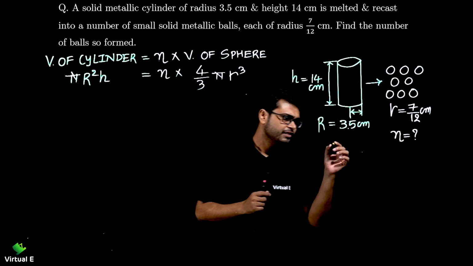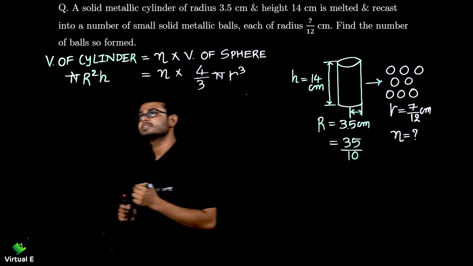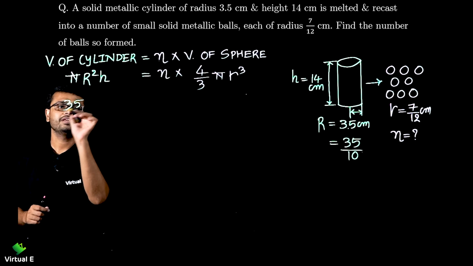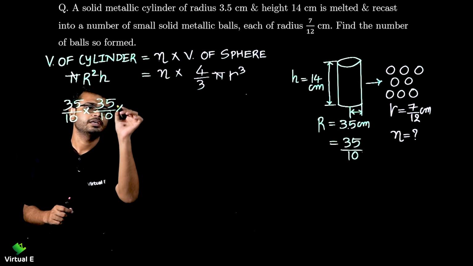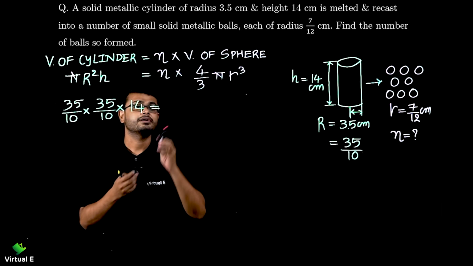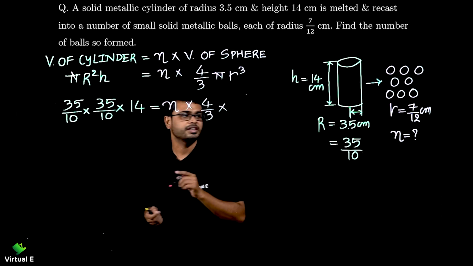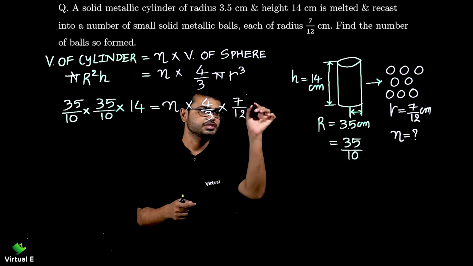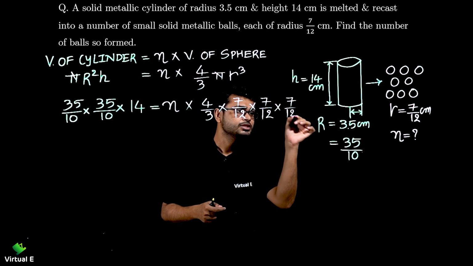So R is what? 3.5. Remember, if it is in decimal, we always take it in the form of a fraction. So 35/10 it is. Let's start. R square, so I need to write it two times because it is square. So 35/10 multiplied by 35/10 into what is the value of H? That is 14, is equal to n here, and we need to find it. As it is 4/3, pi is not there. Remember, r is what? 7/12 and it is cube. So 7/12 multiplied by 7/12, one more time 7/12.